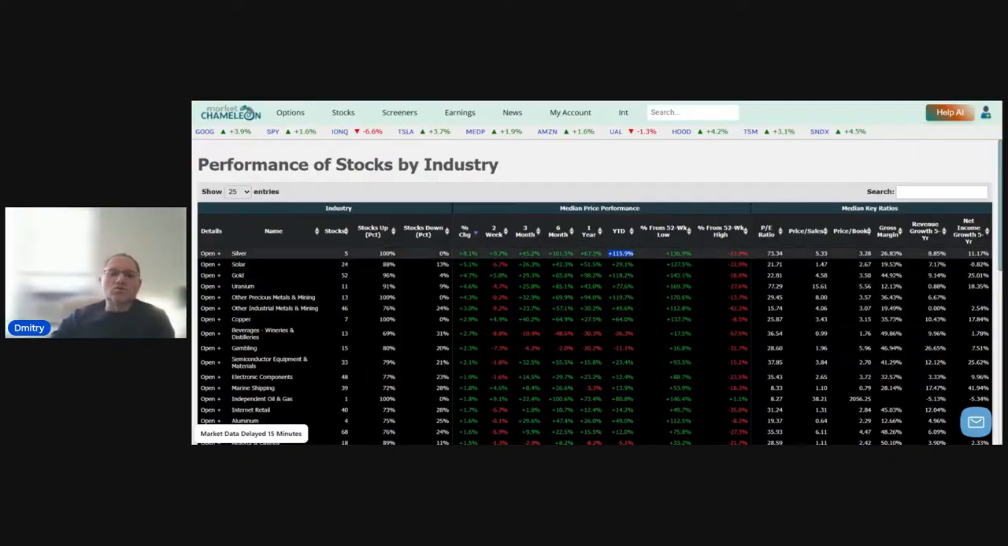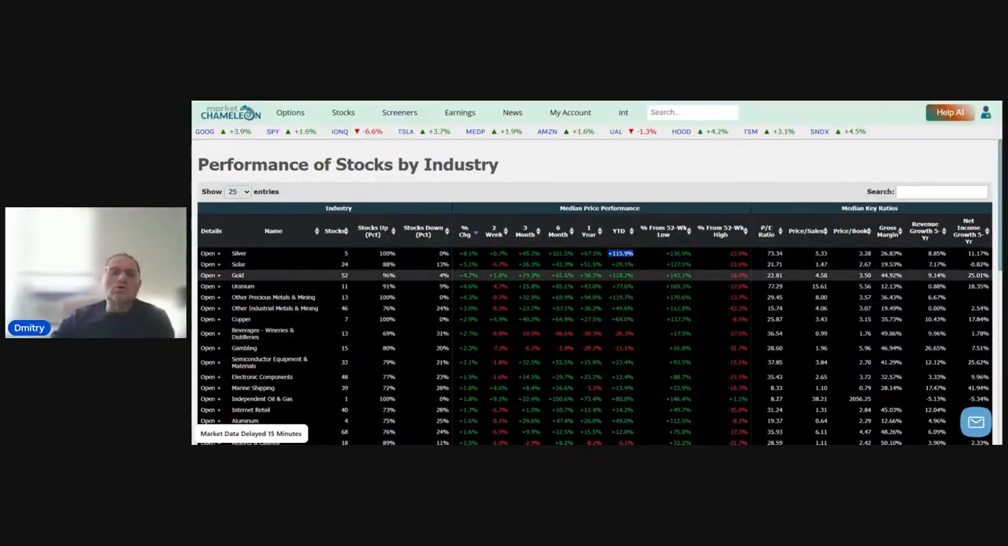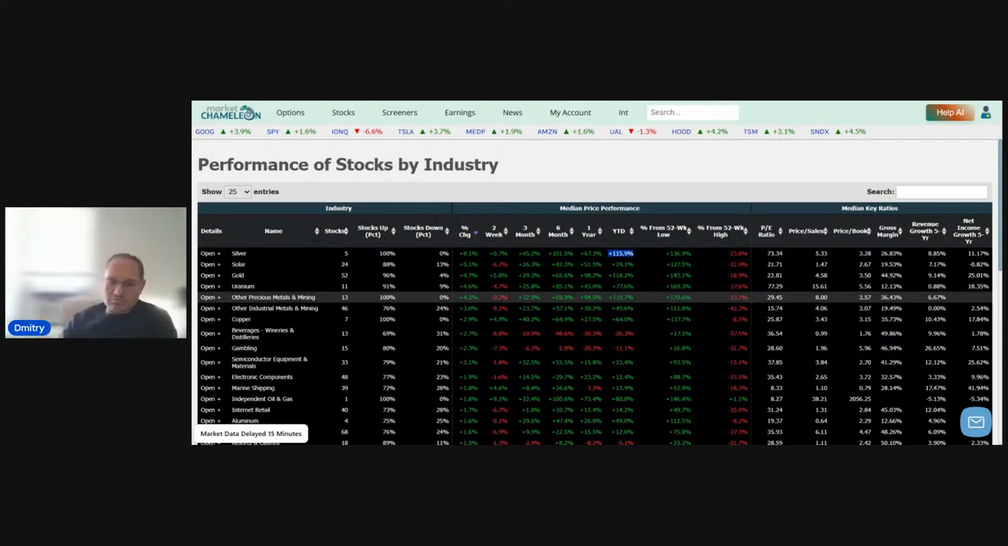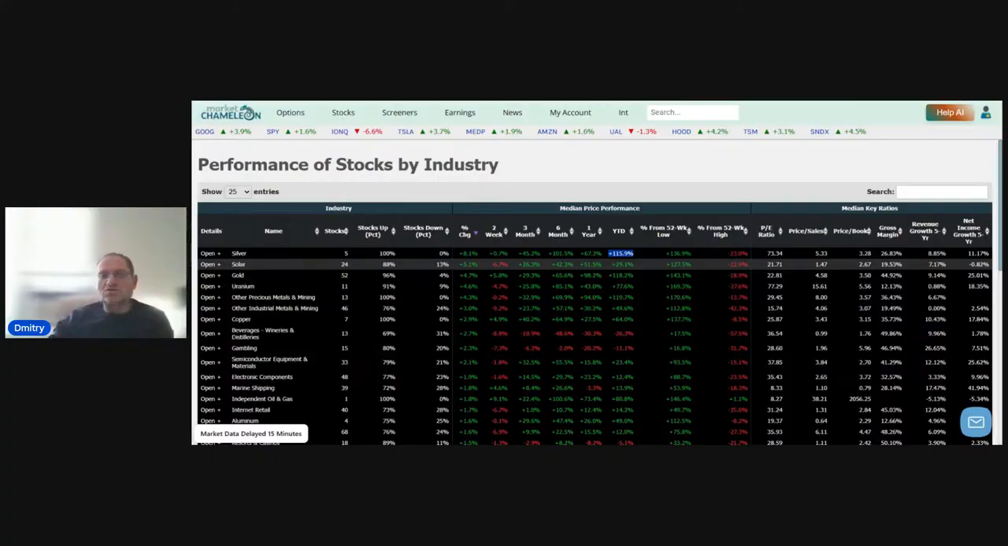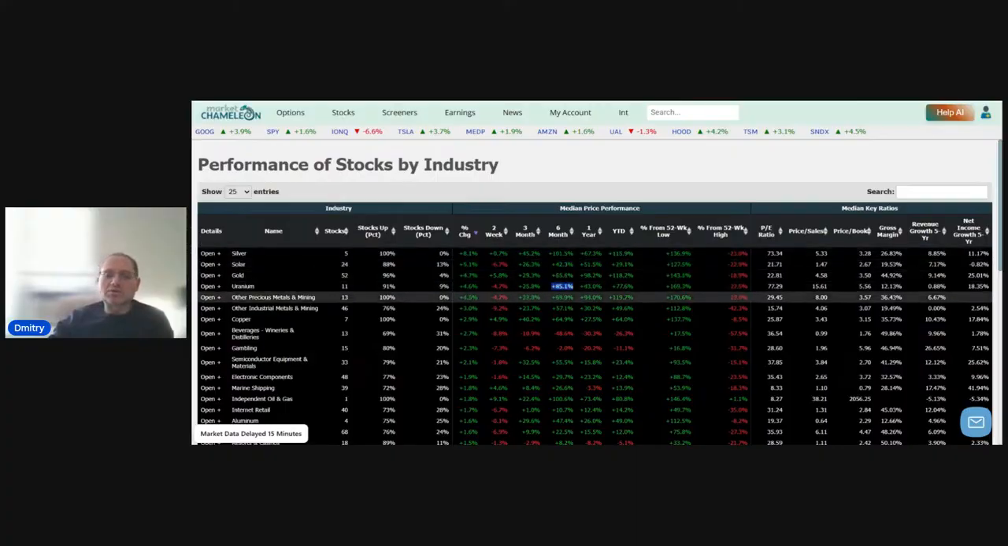And if we just kind of look at just yesterday, we could see that silver, solar, gold, uranium, those were the top performing by those industry groups. And as you can see, they all did pretty well, even over the 6-month period and 3-month.